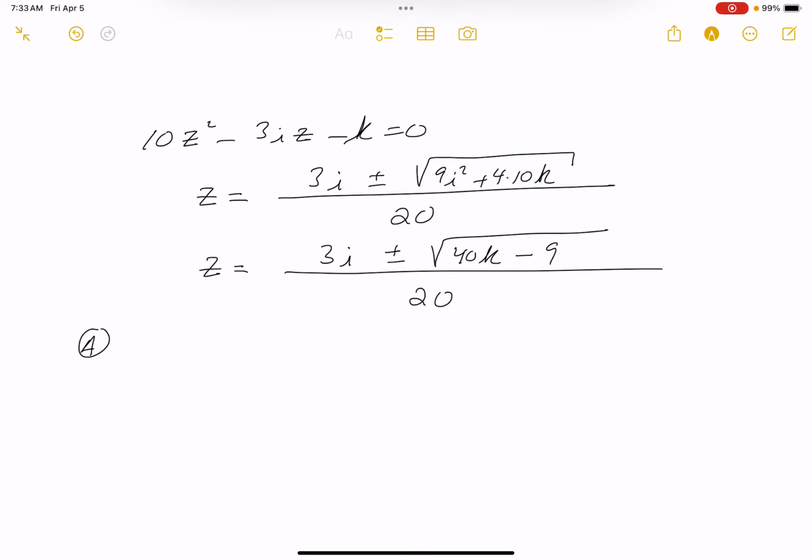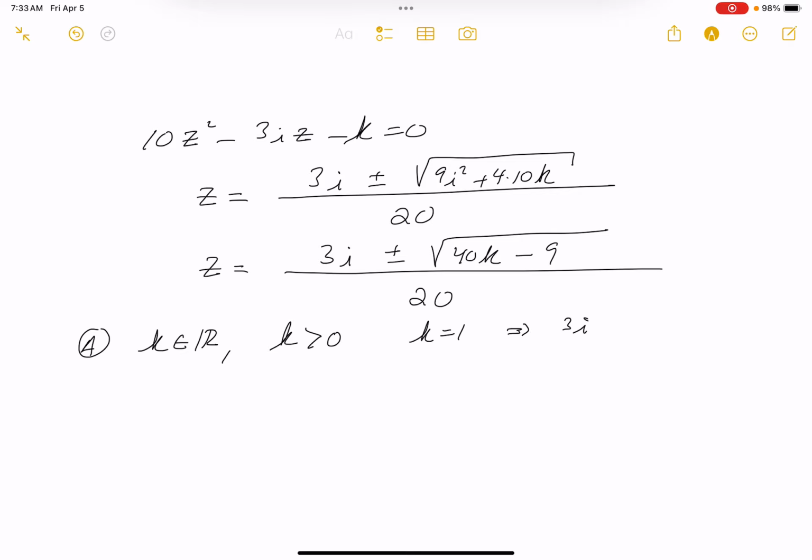So let's take a look at statement A, and I'll read it to you. It says for all positive real numbers k. So k is a real number, and they say it's positive. Now, I'll read the question: it says both roots are pure imaginary. Well, if I just took k to be 1, what would this give me? And that's a positive number, by the way.